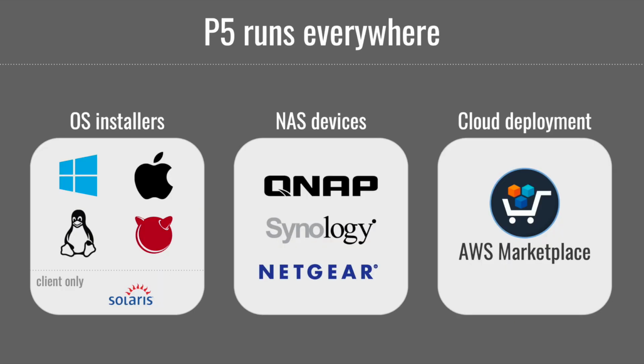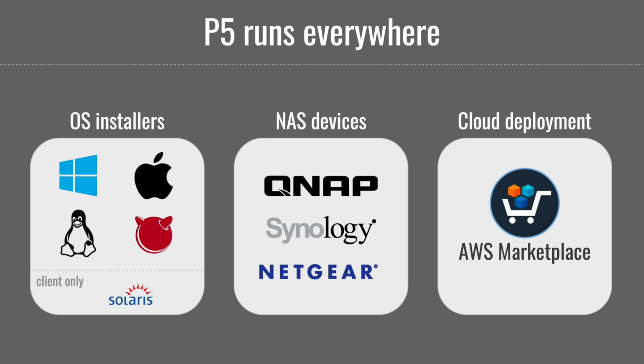P5 runs in a lot of places, operating system installers for Windows, Mac, Linux. This one is FreeBSD, so there's nice open source things like FreeNAS based on FreeBSD operating system, very similar to Linux, but it's not actually Linux. We support Solaris as a client. We'll appreciate what client means in a moment when we do some installations. In a moment, we will install on Mac, Windows, and Linux, so I'll show you how all of that works.